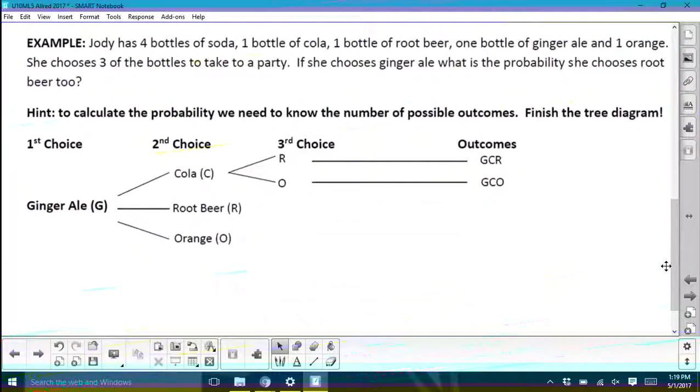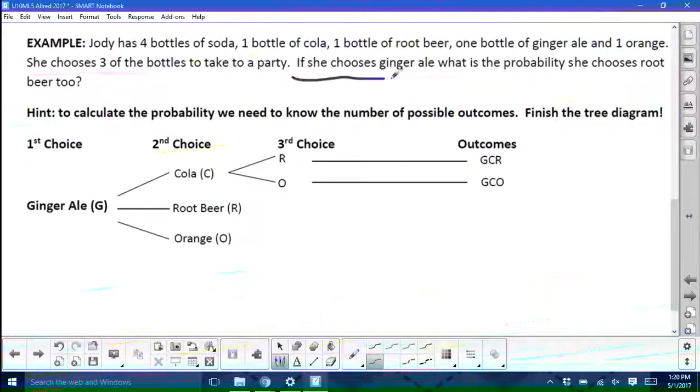If you had 4 bottles of soda, 1 bottle of cola, 1 bottle of root beer, 1 bottle of ginger ale, and 1 bottle of orange drink, you're going to choose 3 of those bottles to take to a party. Okay, it says if she chooses ginger ale, so we know she's choosing ginger ale. This might be kind of like one of Miss Mercer's logic puzzles. What is the probability that she chooses root beer 2? So what is the probability that she chooses root beer 2?